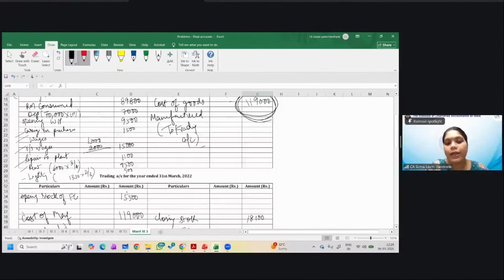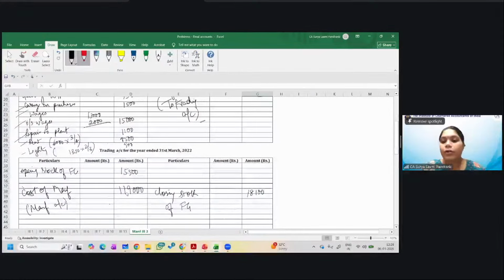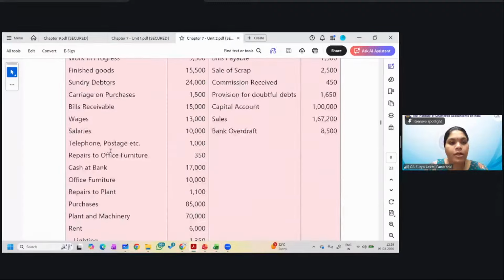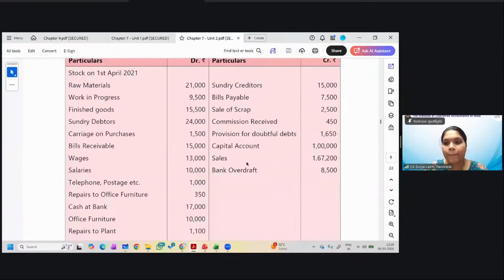Here we are transferring to the trading account. That will come as part of your expense because this is the cost of manufacturing goods, or the cost of goods. I mean, whatever total manufacturing cost that you require. So you will have to take this. Okay. And any sales, that is again common. Sales. Now I'm going back to the question. What are the sales we have? 167,200.